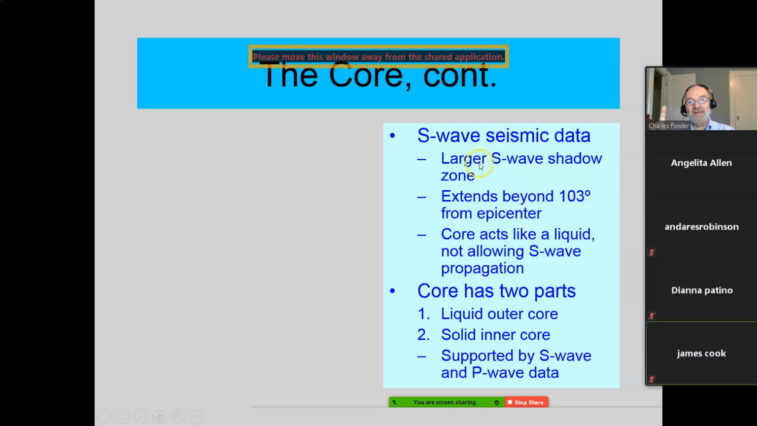The S wave, anyone remember what the S stands for? One of three words. Three names for the S waves. Secondary wave, shear wave, those two start with S, and transverse wave, going in the opposite direction, 90 degrees out. The larger S wave shadow zone, that indicates something else.